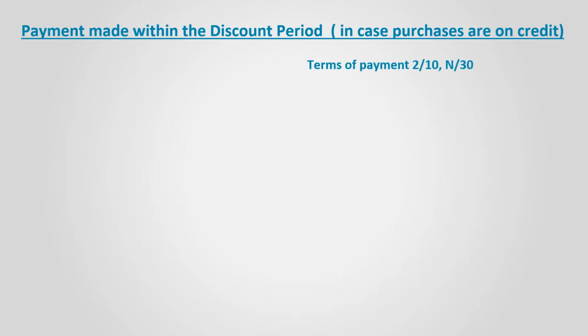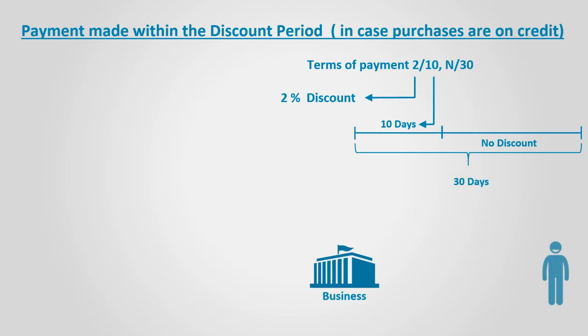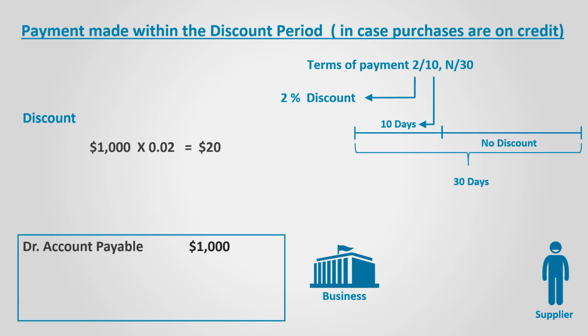So what does 2/10 net 30 mean? It means that the business could take a 2% discount if it paid within 10 days, otherwise it would pay the whole amount in 30 days. If the business pays the amount within the discount period, which is the 10 days, it would take a $20 discount. The entry would be debiting the accounts payable by the full amount, as the business owes nothing to the supplier after paying the amount due. Then inventory account is credited by $20 and cash is credited by the rest, which is $980.